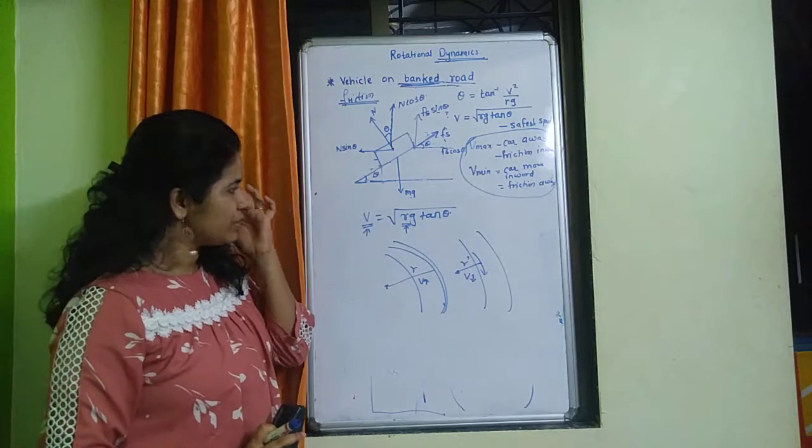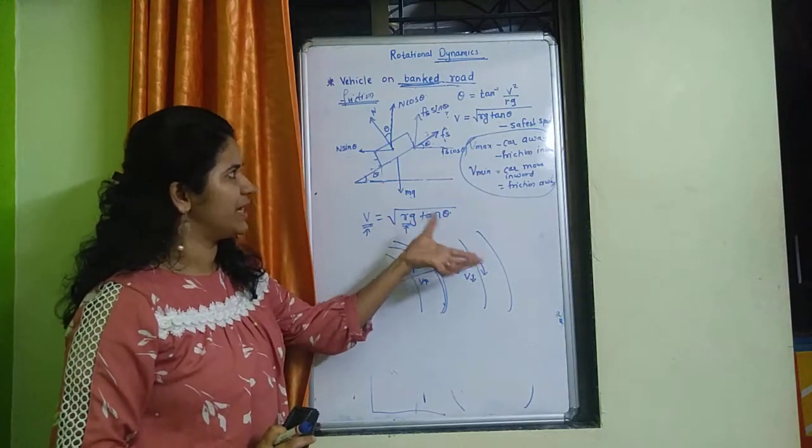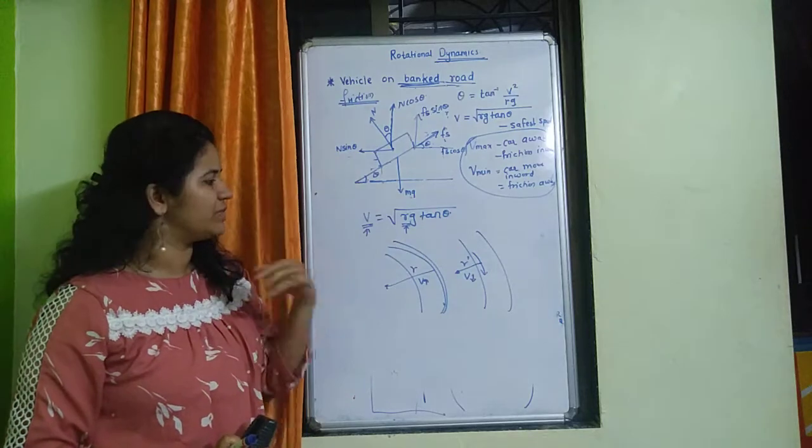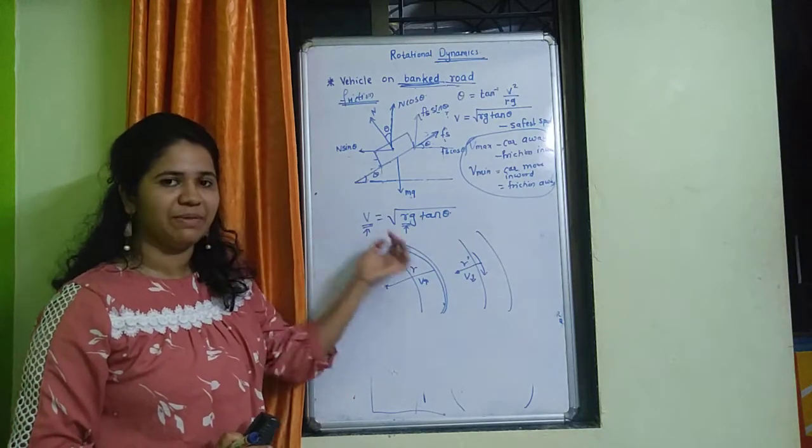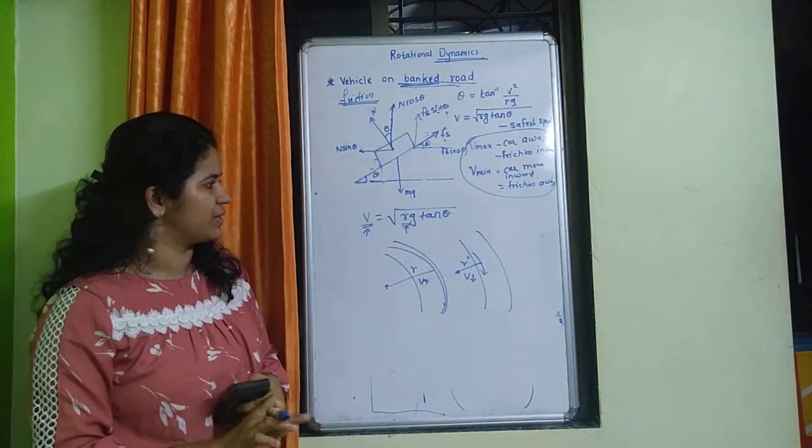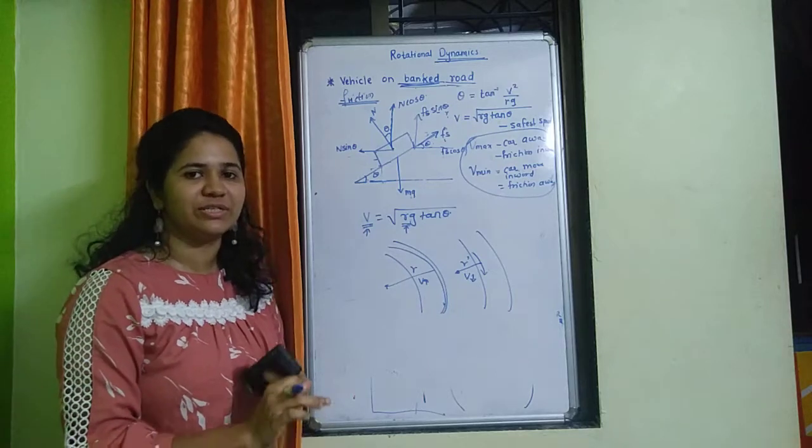Okay, so this is the surface speed, and these two equations we derived earlier, that is the maximum and minimum speed.